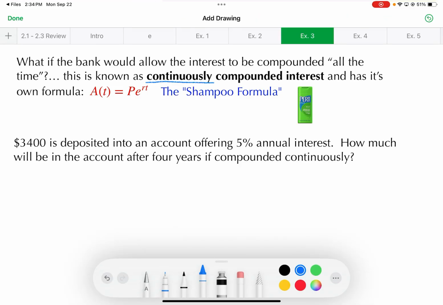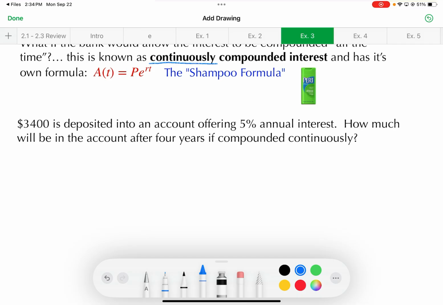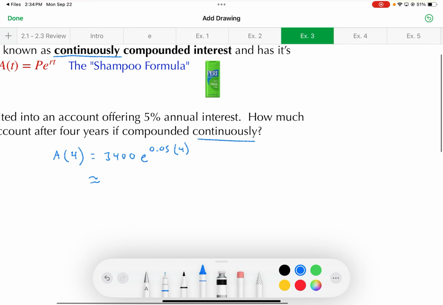Okay? All right, so let's say same scenario as before, but now we're compounding it continuously. So I know to use the formula up above. So it would be A of 4 equals 3,400 for my principal times e to the power of 0.05 times 4. And from there, it is calculator work.